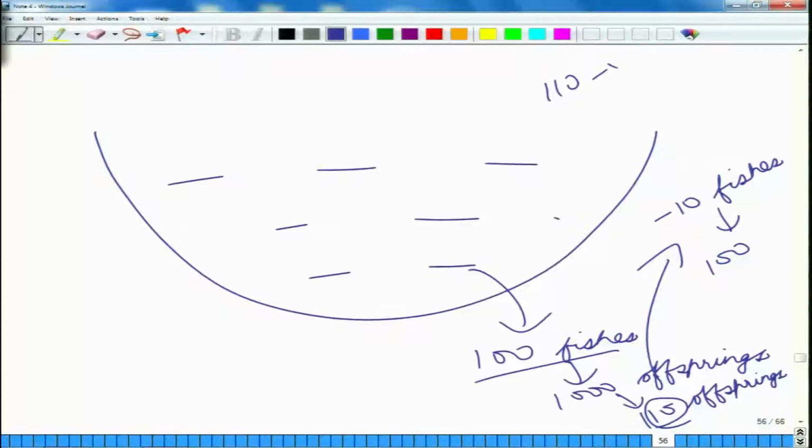So how many individuals are left? 110 minus 50, which is 60 individuals in the second generation. So in the first generation we had 100 fishes, in the second generation we have 60 fishes. Now these 60 fishes will not be able to give rise to that number of offsprings. So the number of offspring for the next generation will also reduce.